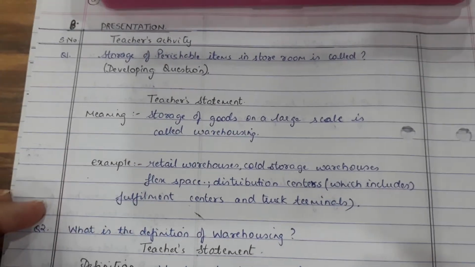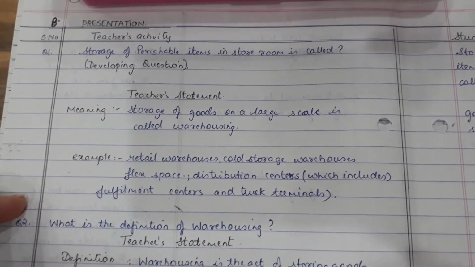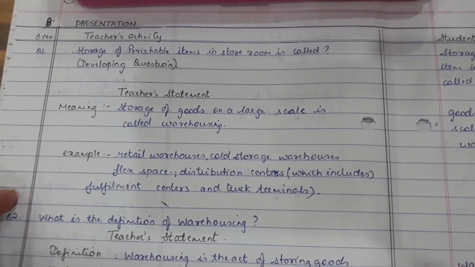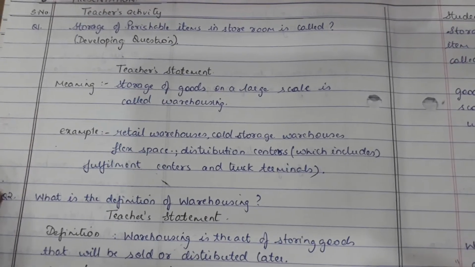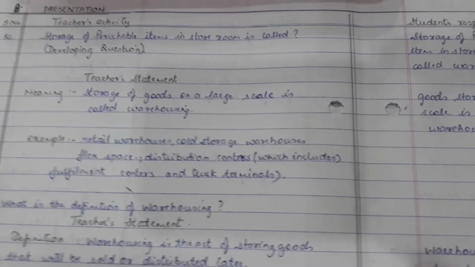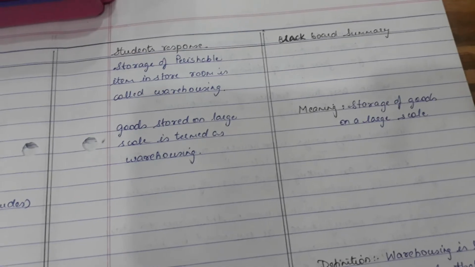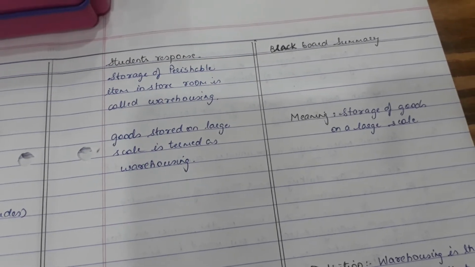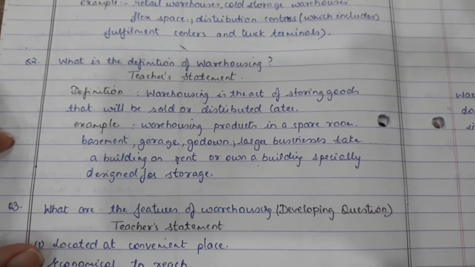After that the teacher will answer in the form of a statement: storage of goods on a large scale is called warehousing, and will be giving some examples like retail warehouses, cold storage warehouses, whatever. I have written so many, whatever teacher likes she can ask. Now here you can see on blackboard summary we will be writing in short, storage of goods on a large scale. Now the second question, what is the definition of warehousing?